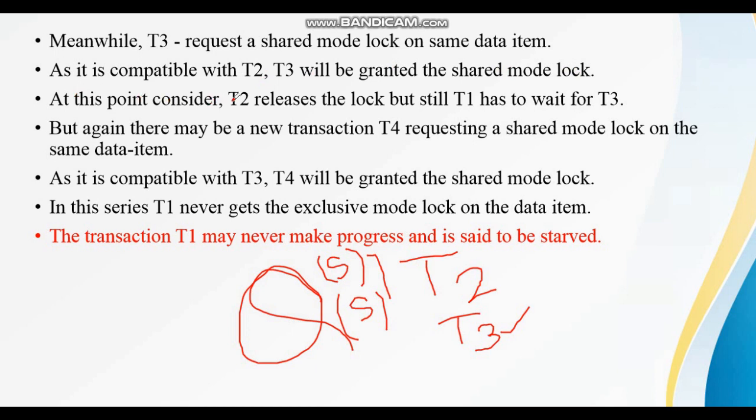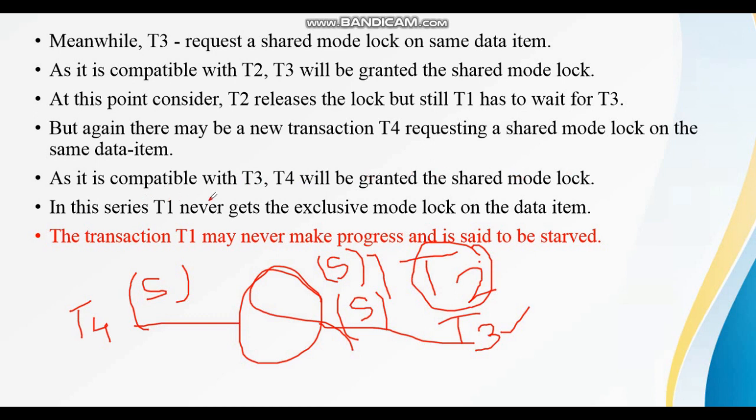At this point, consider T2 releases the lock. Now T2 does not have Q with it. But T3 is still holding Q in shared mode lock. Again, there may be a new transaction T4 requesting a shared mode lock on the same data item Q. Then definitely it will be granted to T4, as it is compatible with T3.